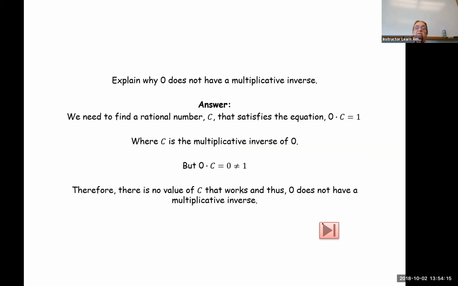So we see that we cannot find a rational number C which satisfies the requirement that 0 times C would produce 1, where C then would have to be the multiplicative inverse of 0. 0 times C is producing 0. 0 is clearly not equal to 1. And so we see that there's no value of C that works, and therefore 0 does not have a multiplicative inverse.